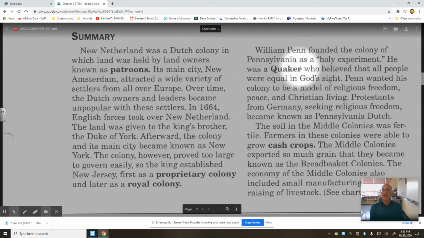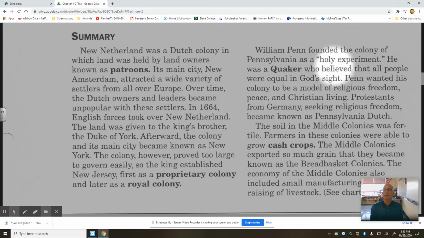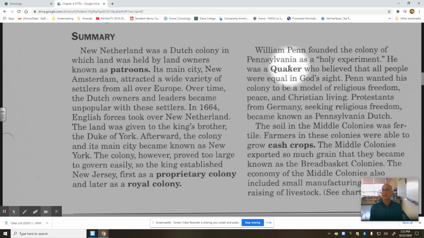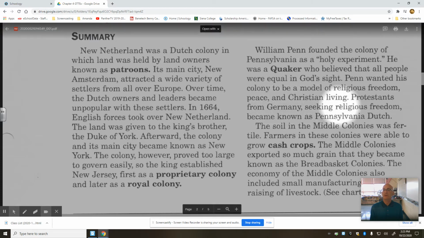Continuing on, William Penn founded the colony of Pennsylvania as a holy experiment. He was a Quaker who believed that all people were equal in the sight of God. Penn wanted his colony to be a model of religious freedom, peace, and Christian living. And Protestants from Germany seeking religious freedom became known as the Pennsylvania Dutch.